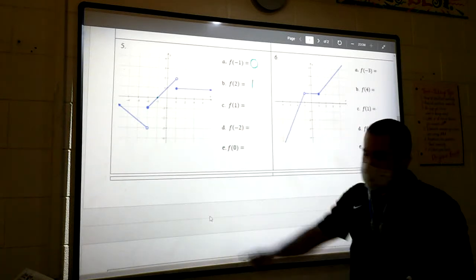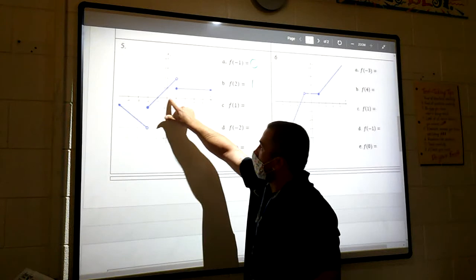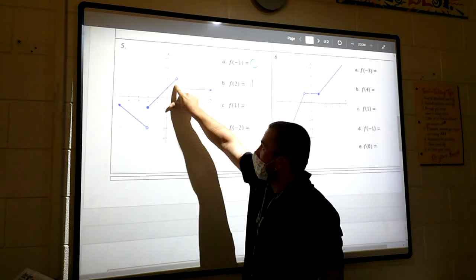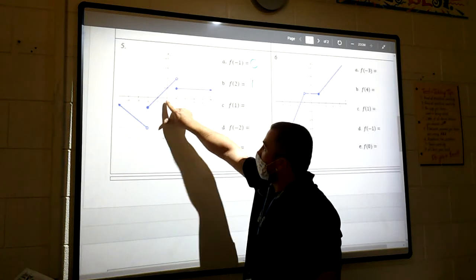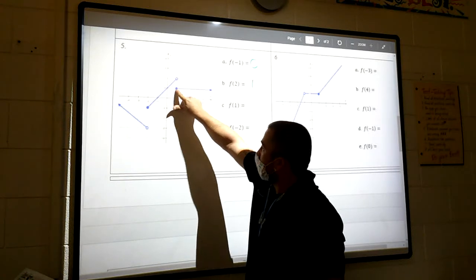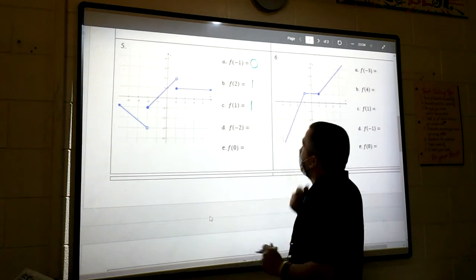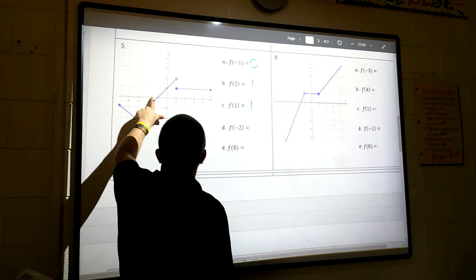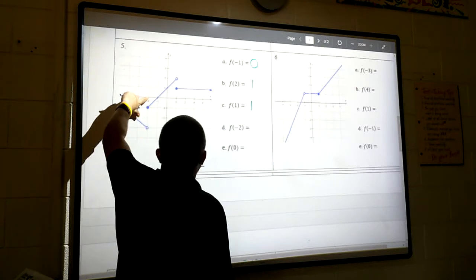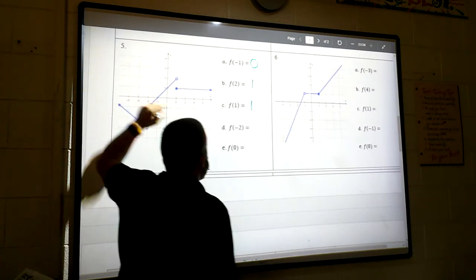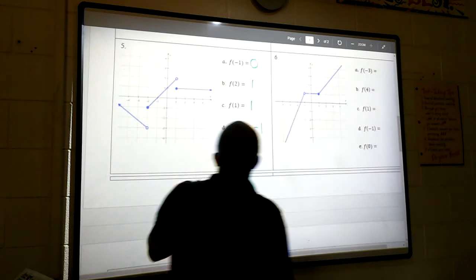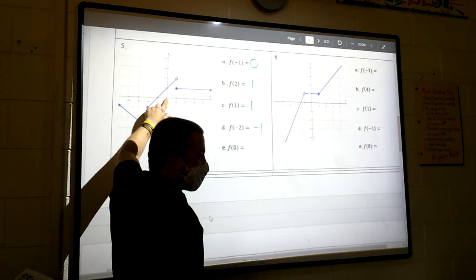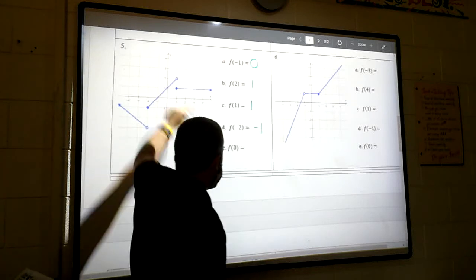Okay? F of 1. I go over to 1 and I see 2 dots. One is closed, one is open. We pick the one that's closed. So if I go over to 1, it is also at 1. Okay? I go to f of -2. So I want to go over to -2 and see where my graph is. It's right here at -1. And then lastly, f of 0. If I just stay at 0, then my graph is at 1.